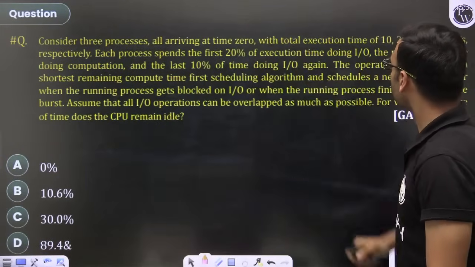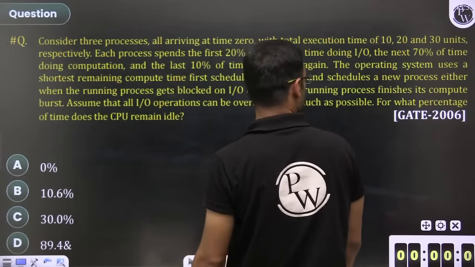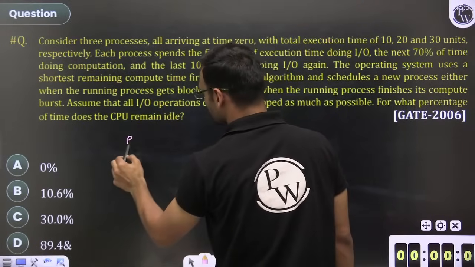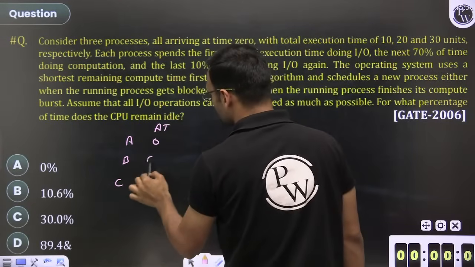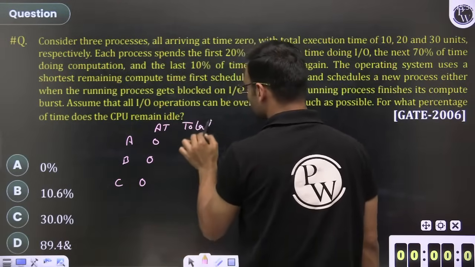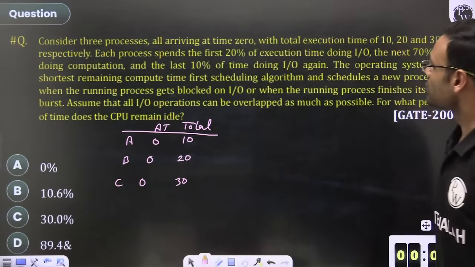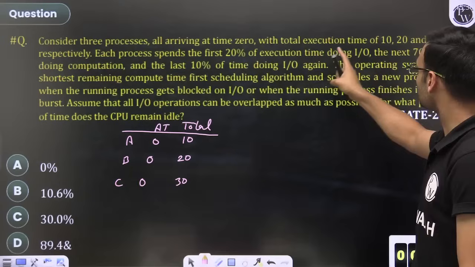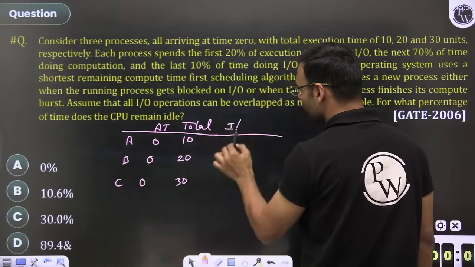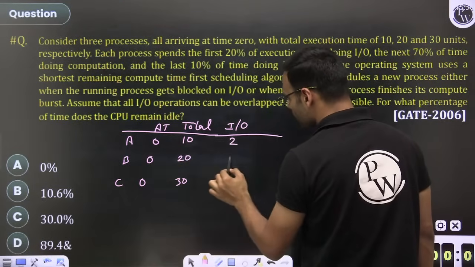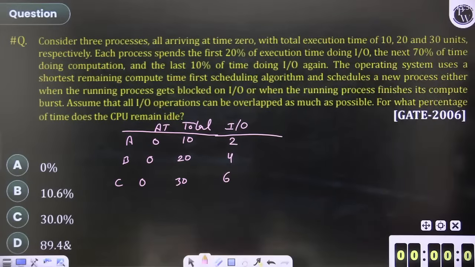Processes all arriving at zero with total execution time of 10, 20 and 30 units respectively. Okay, I'll name them processes P1 of ABC. Arrival time 0, 0, 0. Total execution time is 10, 20 and 30. Each process spends first 20% of execution time doing IO. So among total time, first 20% for IO: 20% of 10, 20% of 20, 20% of 30. This much time each process is spending for IO.